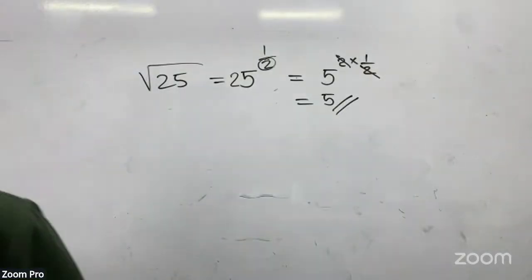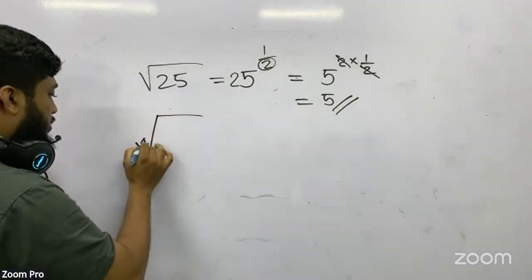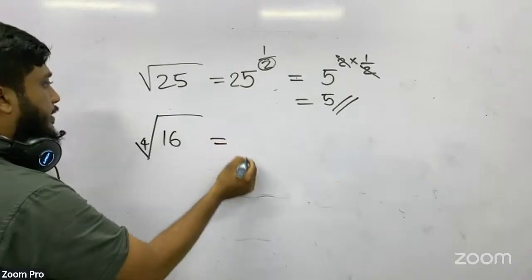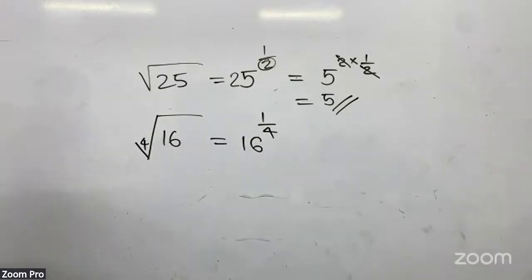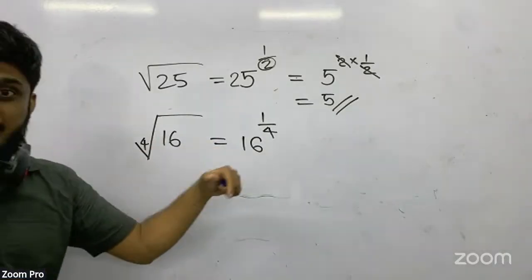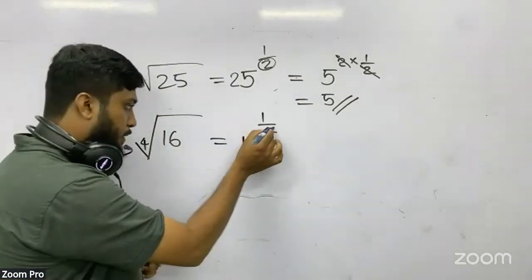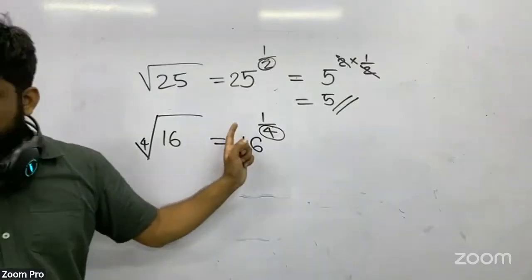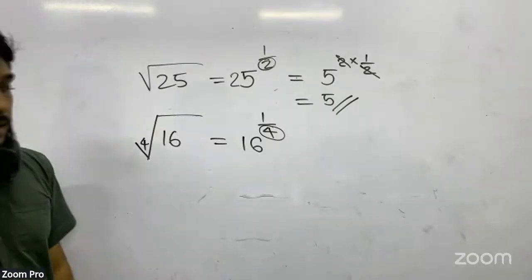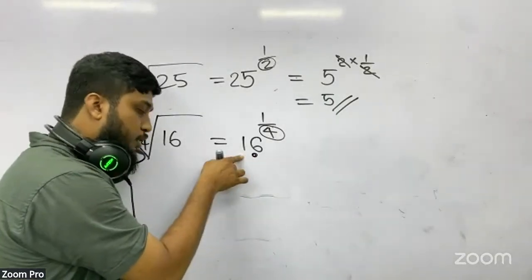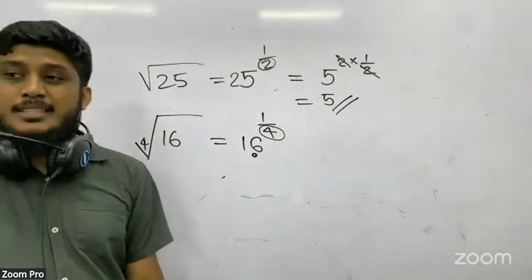Next one. Square root 4 of 16. How should I write this? I should write 16 to the power 1 over 4. Then I should get a value for this. They have asked to find the value, not just to express it. Then see the denominator. This denominator is what? Carefully see this. The denominator is 4. If this denominator is 4, remember whatever the number here, I should also write it as power 4.